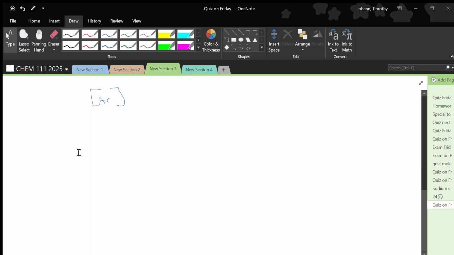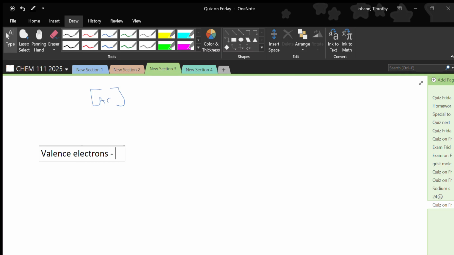Let's talk about this thing called valence electrons. And this is pretty easy. We've been using this term already. We just haven't called it valence electrons. These are our outer shell electrons.